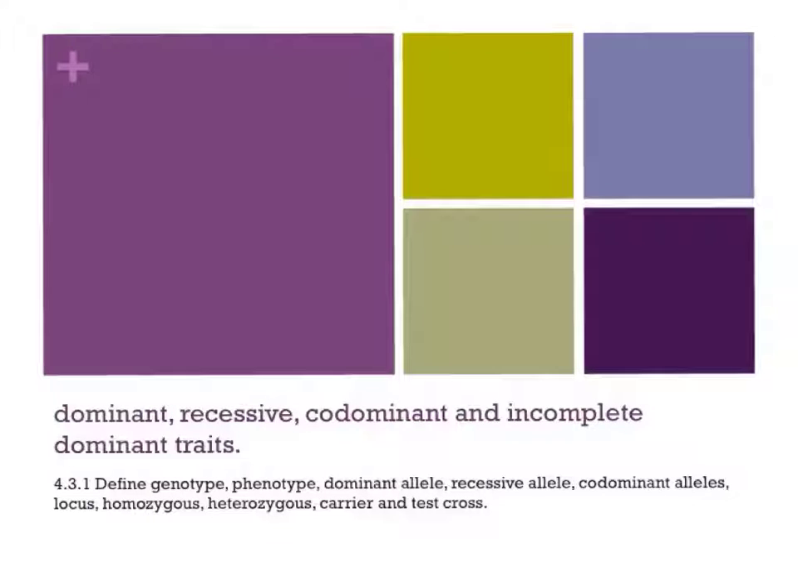Now that you've seen how DNA stores genetic information in that vault called the nucleus, and we use RNA to make proteins from that genetic information, which will help determine our traits, it's time to look at how those traits will be inherited.